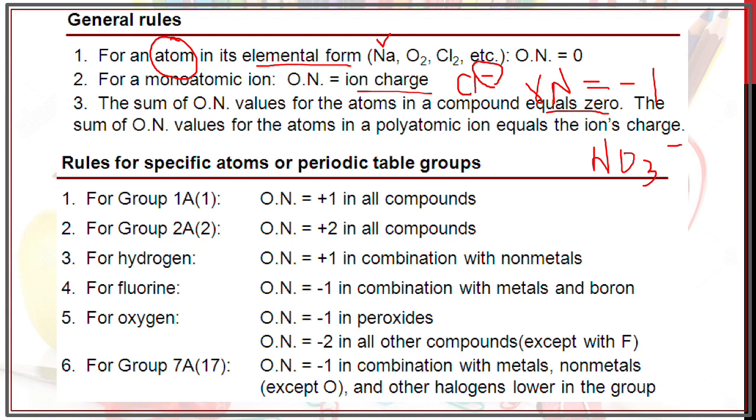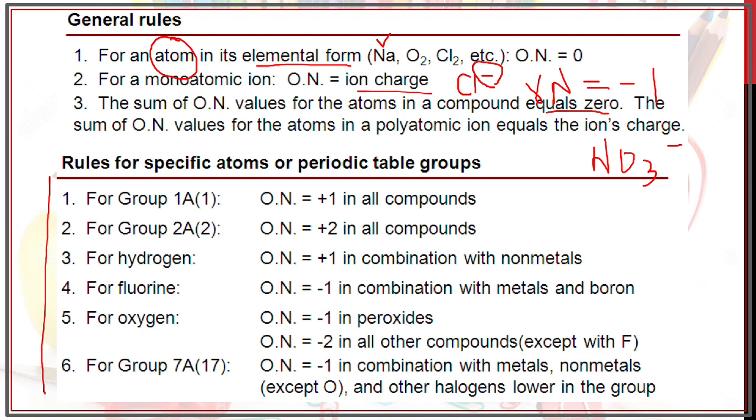And then this is the rule for the specific atom in a molecule. For group 1A, for example, sodium, lithium, potassium, all atoms in group 1A, the oxidation number is equal to +1. Group 2A, oxidation number is equal to +2. For hydrogen, of course it is positive 1 because it has 1 valence electron, so it should be positive 1 when it is combined with non-metal.